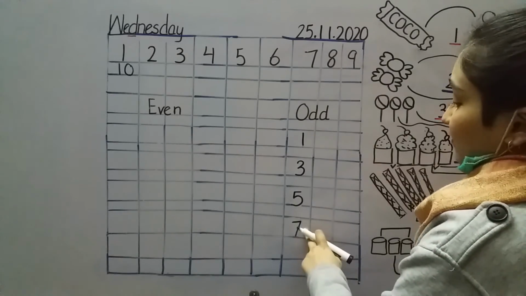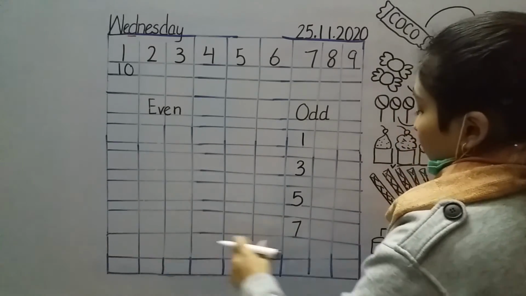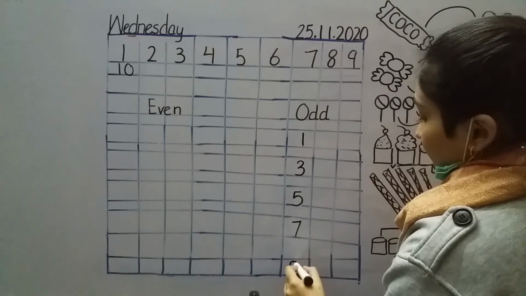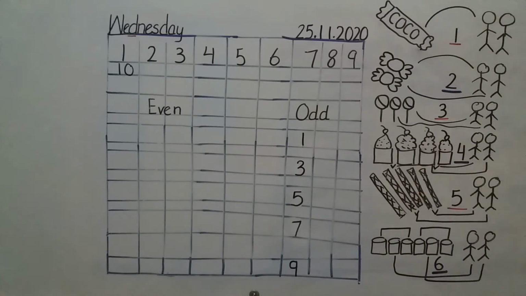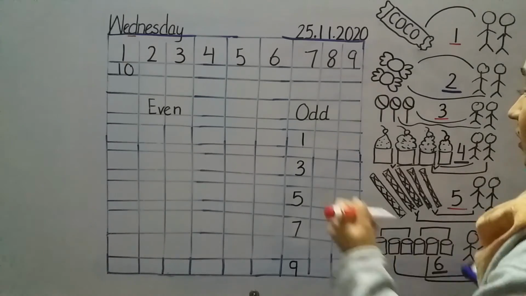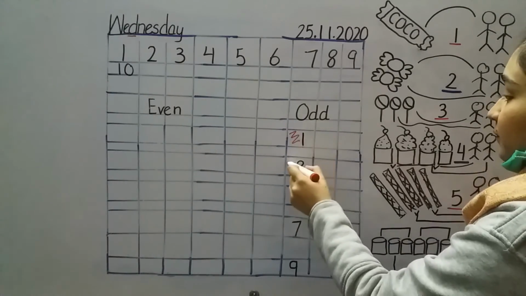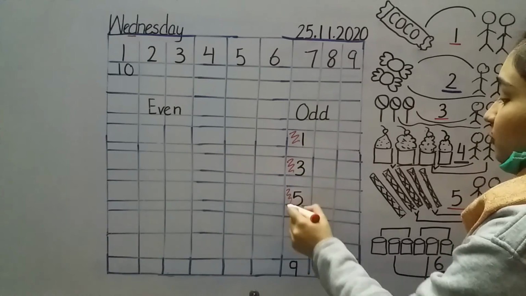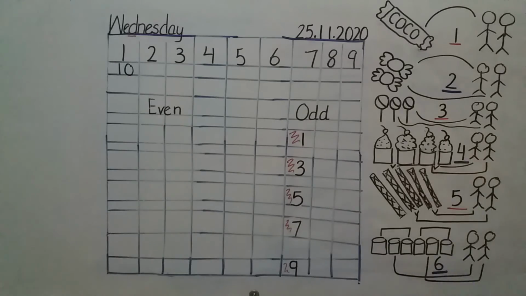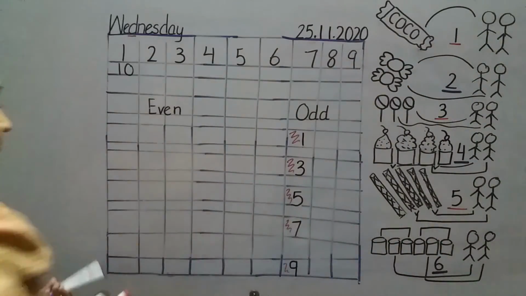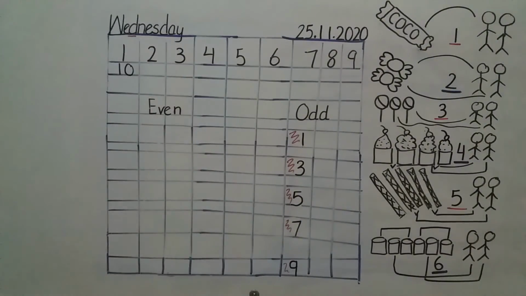Now what comes after 7? 8. Skip. What comes after 8? 9. Now after you're done with your odd numbers line, you have to just color in it. I'm just going to put a shade in it, but you have to properly color, and your color should be very light. Alright, color the odd numbers with red. Now let's move on to even numbers.